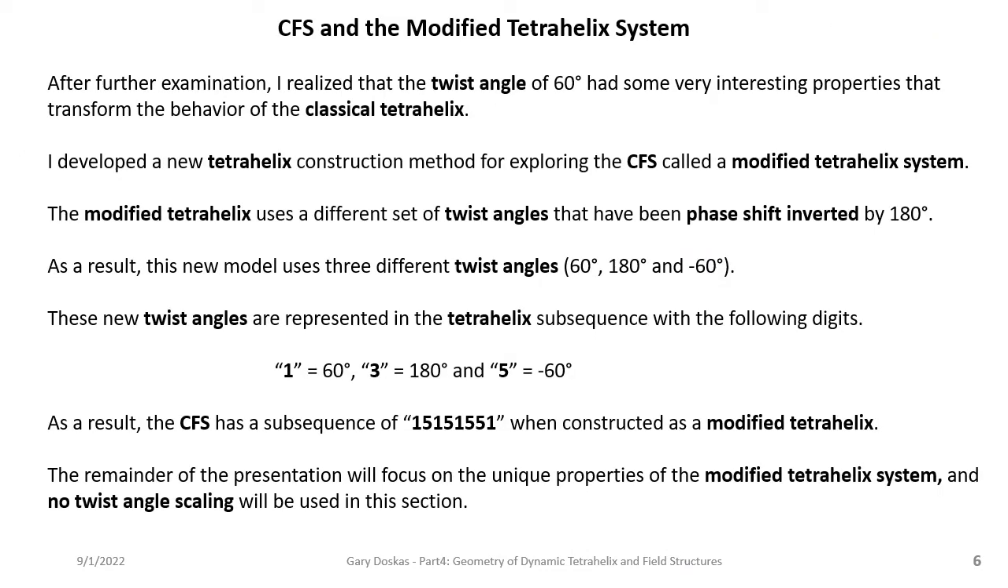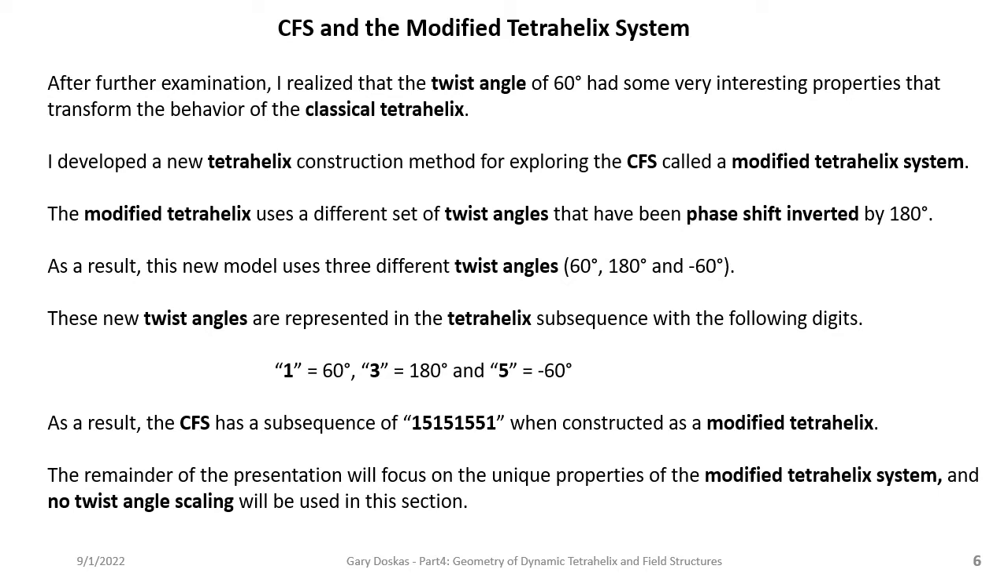CFS and the Modified Tetrahelix System. After further examination, I realized that the twist angle of 60 degrees had some very interesting properties that transform the behavior of the classical tetrahelix. I developed a new tetrahelix construction method for exploring the CFS, called a Modified Tetrahelix System. The Modified Tetrahelix uses a different set of twist angles that have been phase shift inverted by 180 degrees.